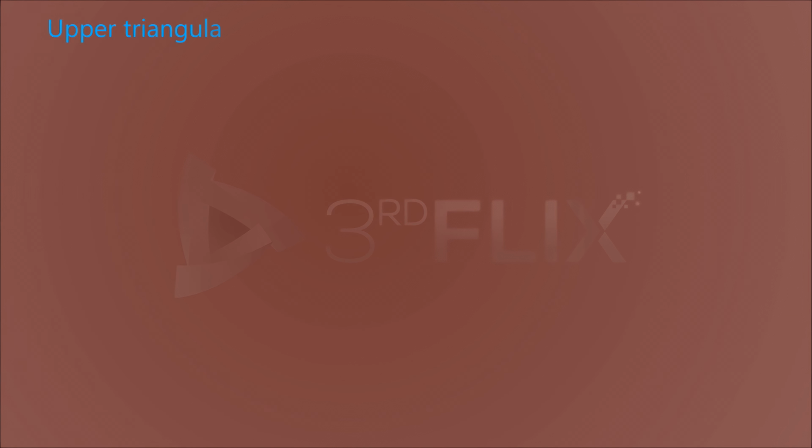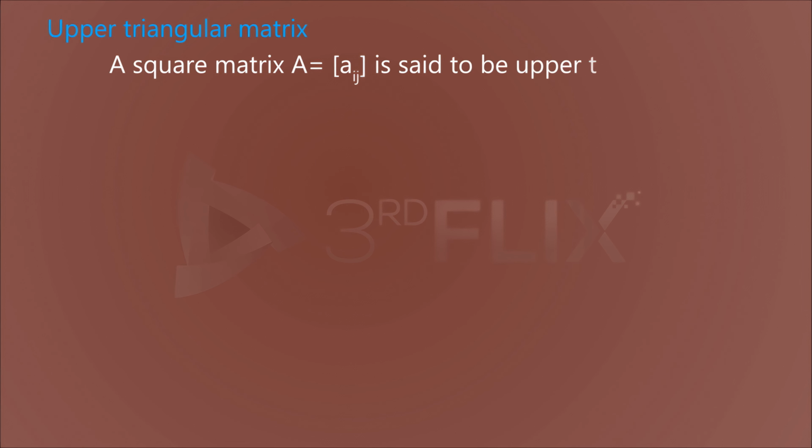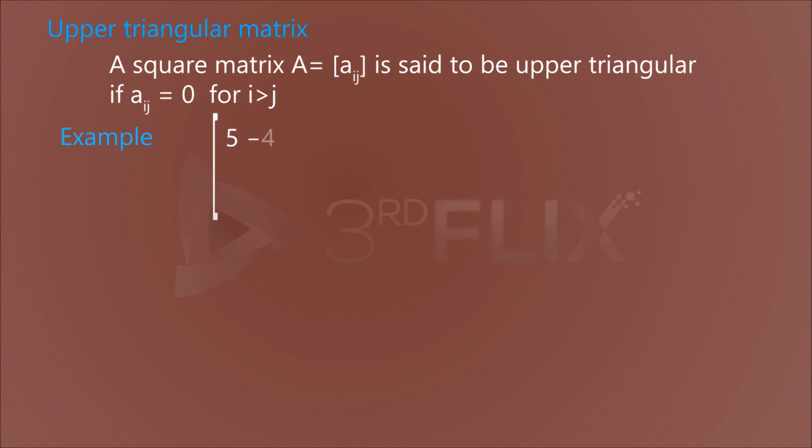Upper triangular matrix. A square matrix A equals matrix aij is said to be upper triangular if aij is equal to 0 for i greater than j. Example: matrix 5, minus 4, 2, 0, 3, 1, 0, 0, 6.